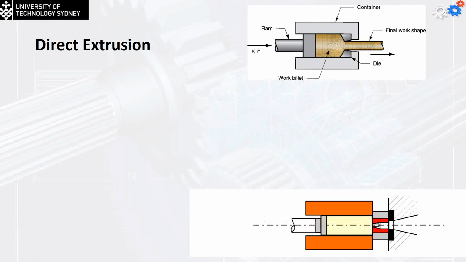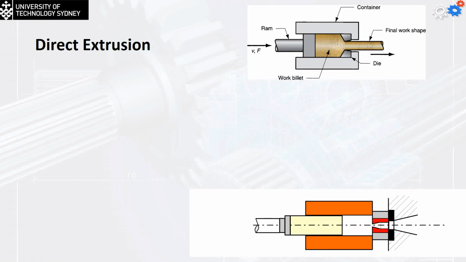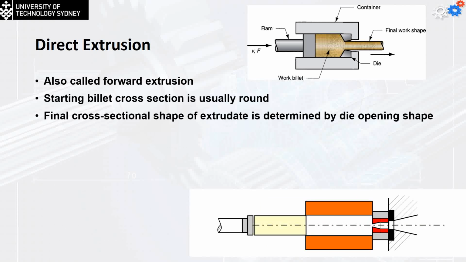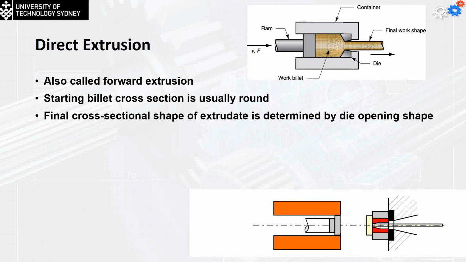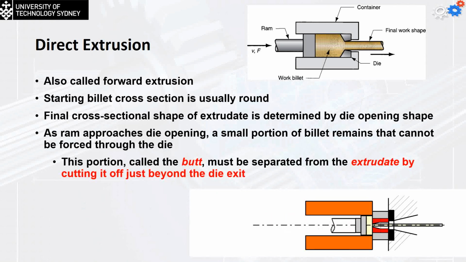As the ram approaches the die opening, a small portion of the pellet will remain at the end. As you can see here, this is a table shape. So we're going to have some material left here, and that's what's called the butt. Usually the butt needs to be removed from the work, because it's not part of the work at the end.